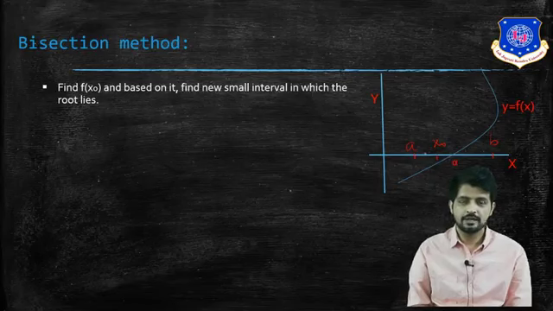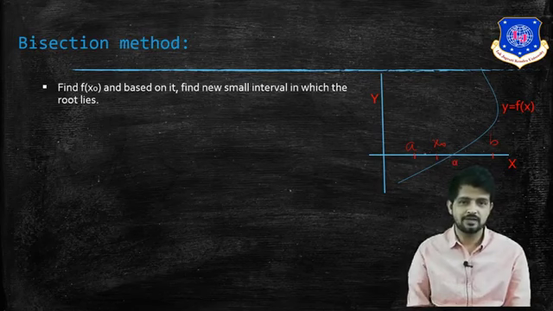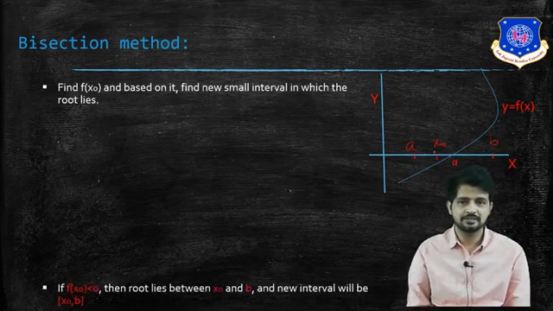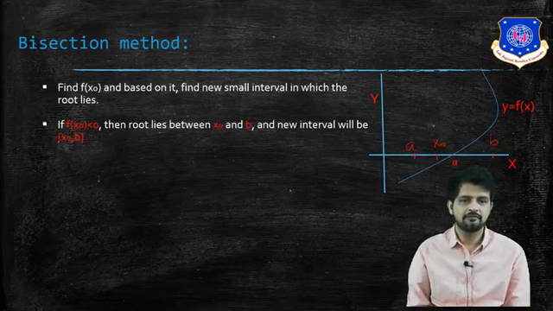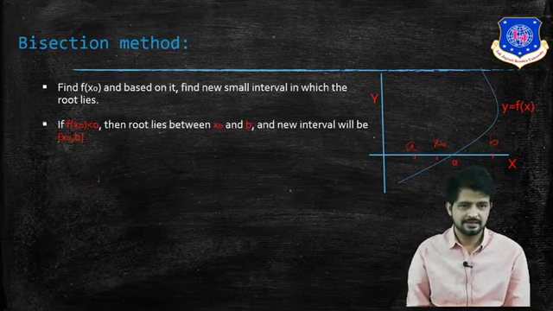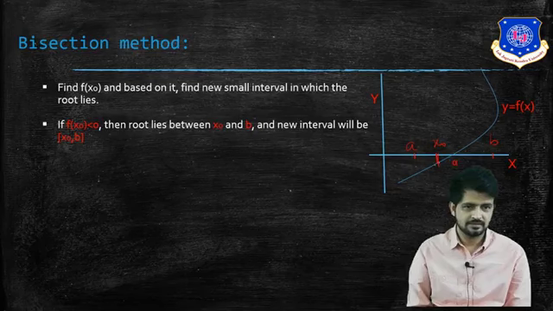So now we have to reduce the size of the interval. How can we reduce the size of the interval? By finding f of x0. In this case, this is our x0 and here I will get f of x0. Now we have to reduce this interval. How can we reduce this interval?